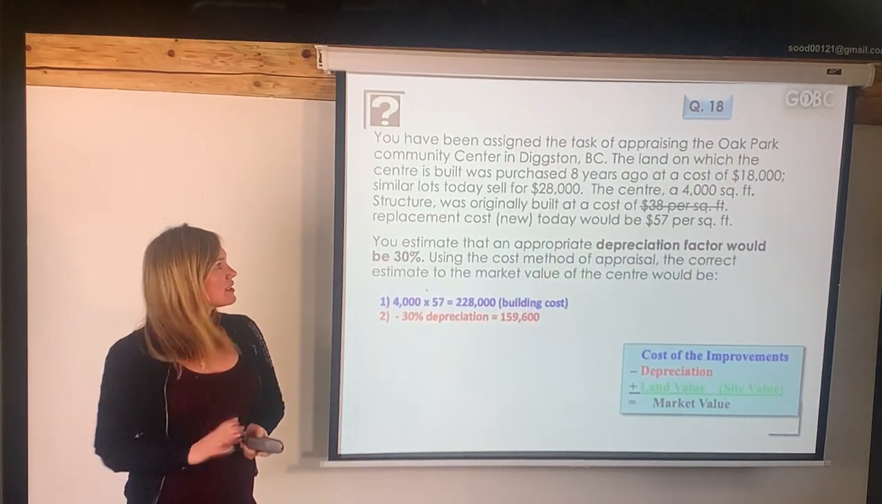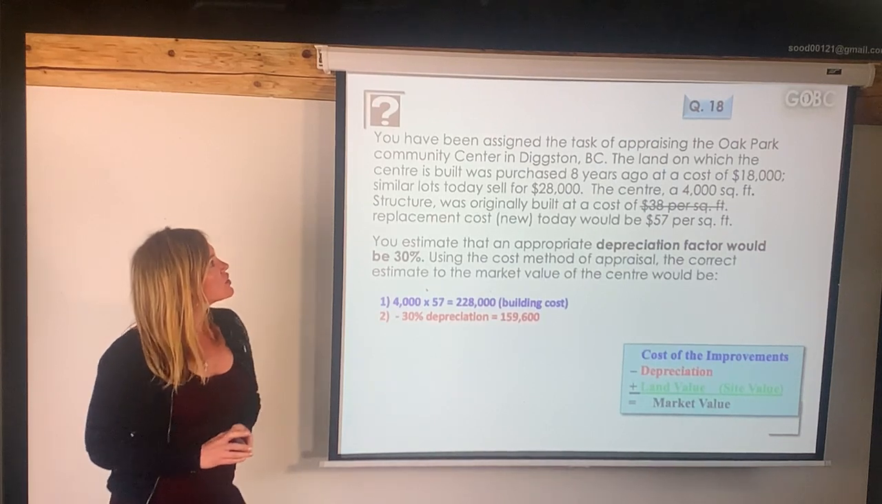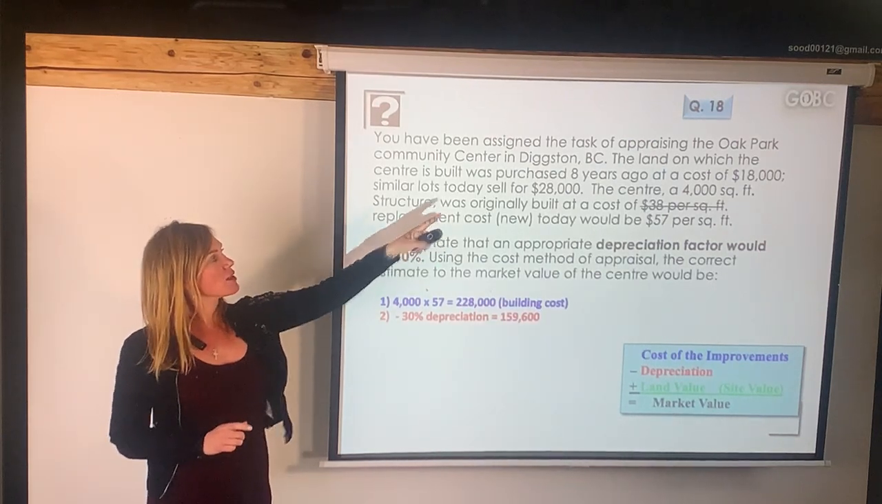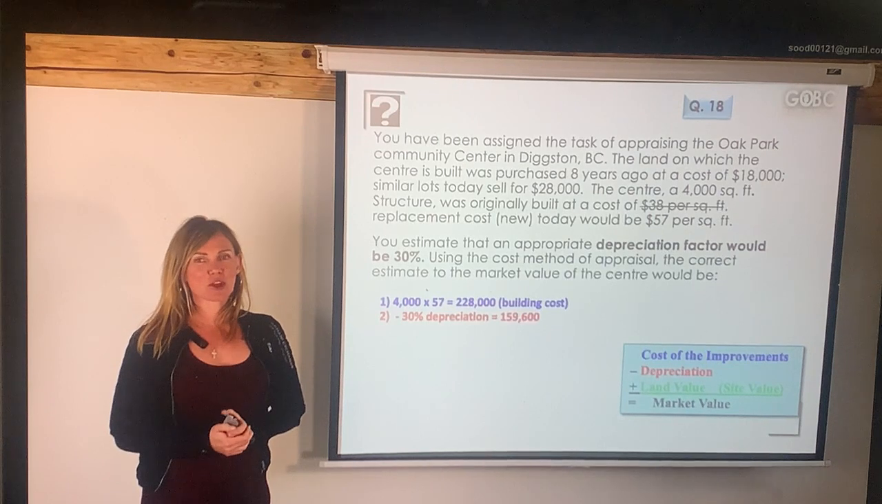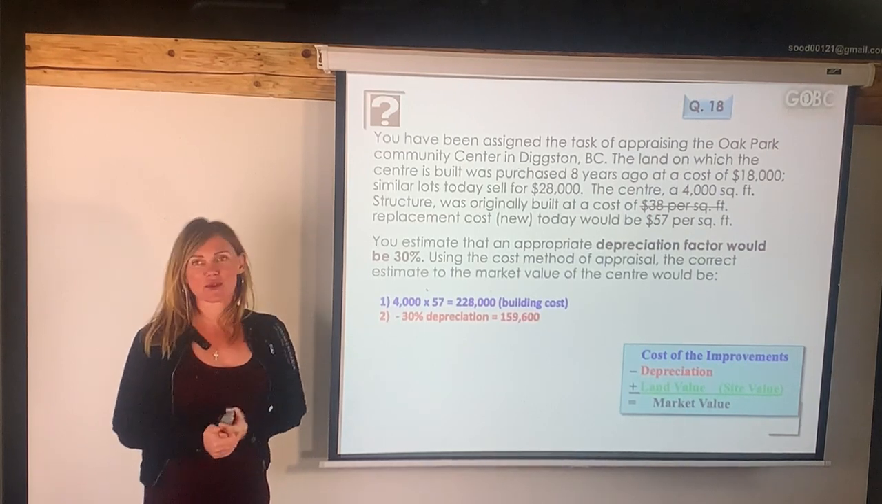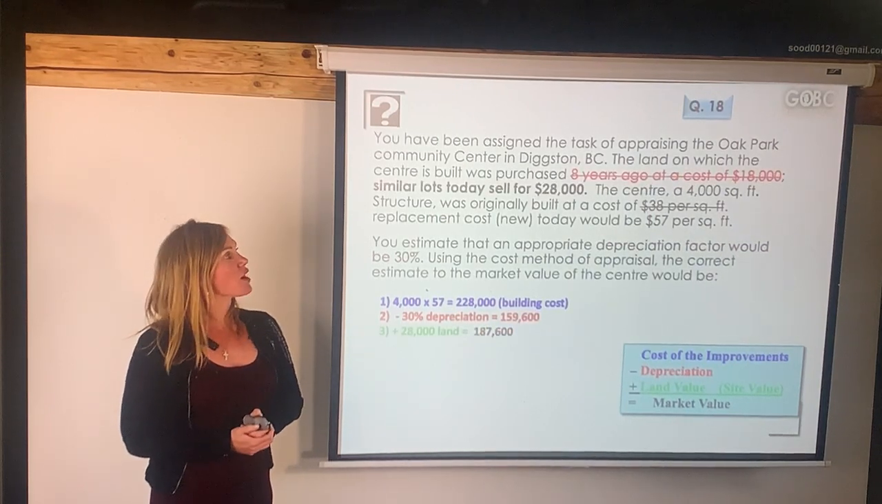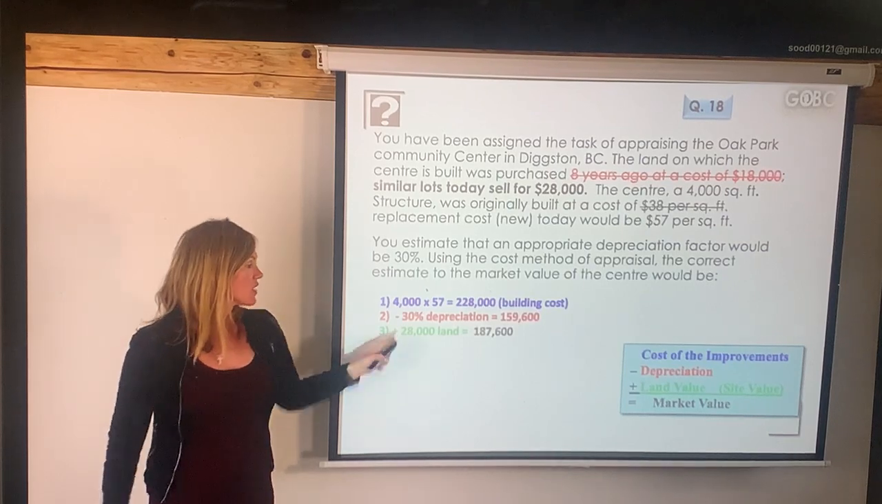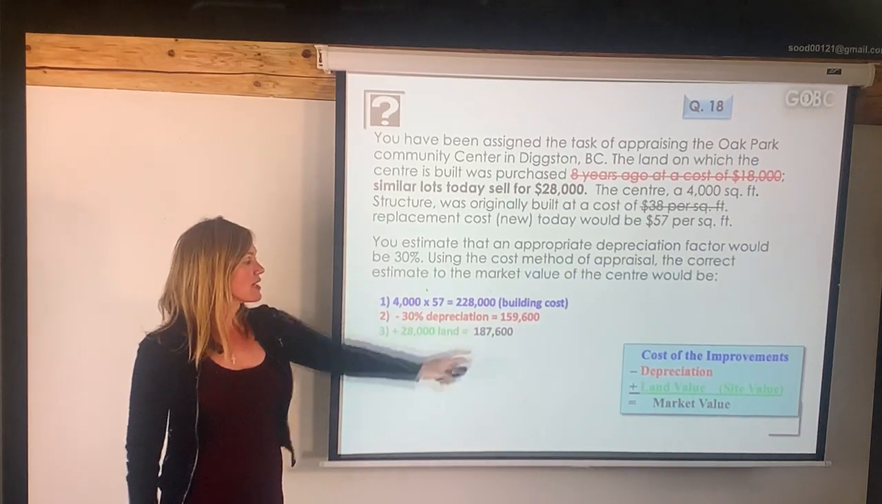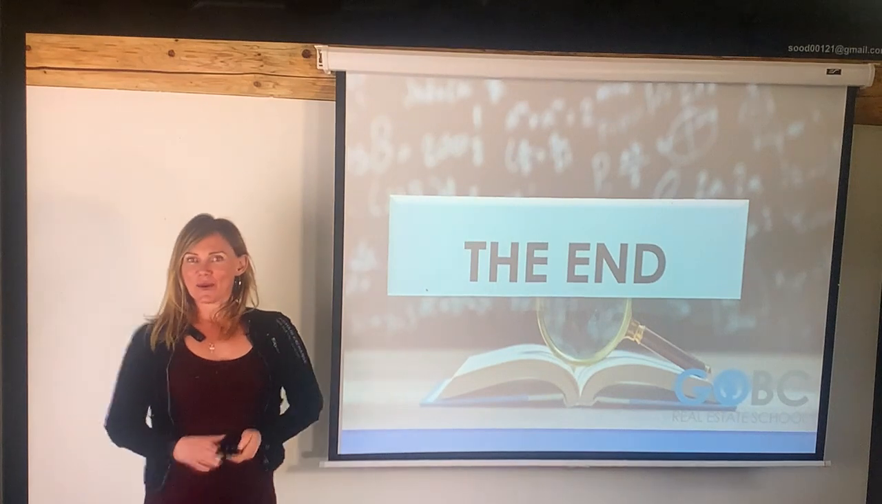And now we have to add the land value. So what would you use for the land value? Would that be 18,000 or would that be 28,000? You purchased it 8 years ago for 18,000. Does it matter? Who cares, right? So cross it off, you're only going to use what it costs right now, the current cost. So plus 28,000 for the land, and that gives you 187,600, and that should be the answer. Woohoo! We'll finish this chapter.